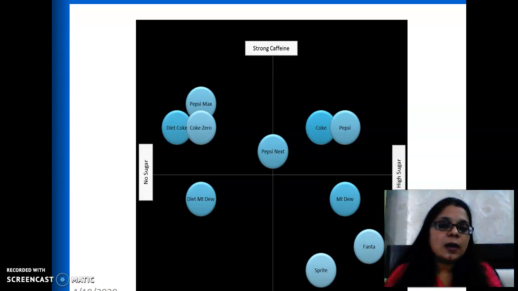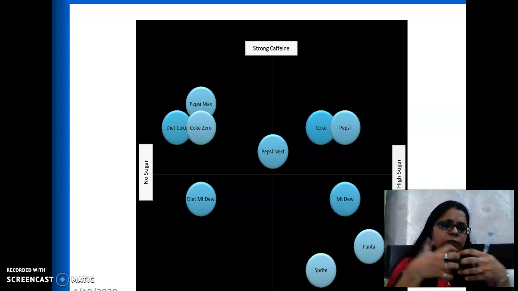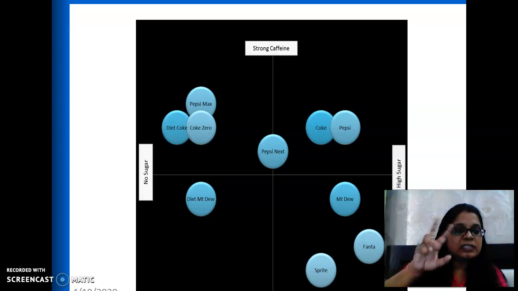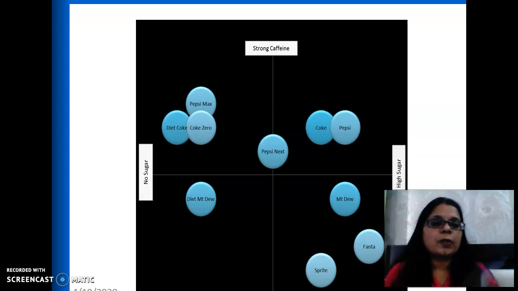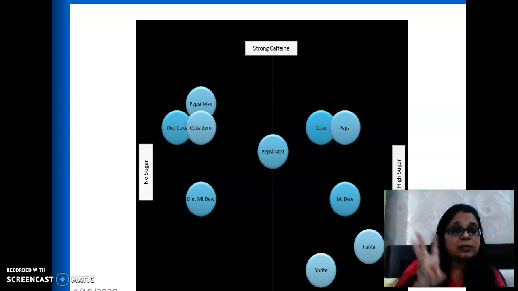You can see on the extreme upper side and extreme right that Coke and Pepsi are overlapping each other. So some part is overlapping. It means if you talk about strong caffeine and high sugar, at that point you can talk about the taste itself. Some of the consumers are not able to distinguish between both of them. So if you are not getting Coke, some people can move to Pepsi itself. On the extreme left, there are three brands with no sugar and strong caffeine, that is Diet Coke, Coke Zero, and Pepsi Max.